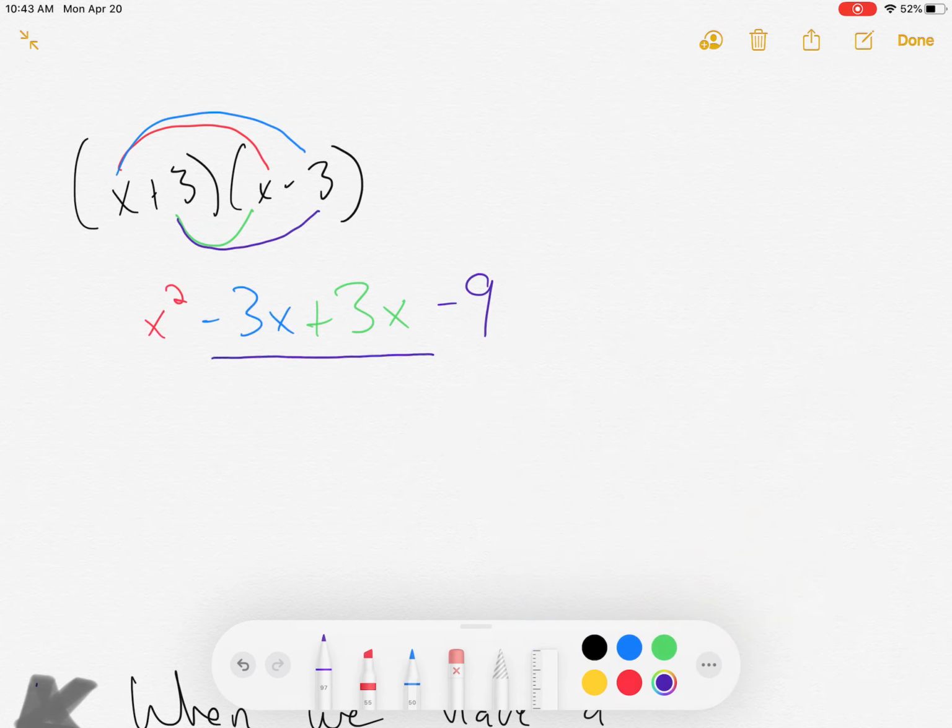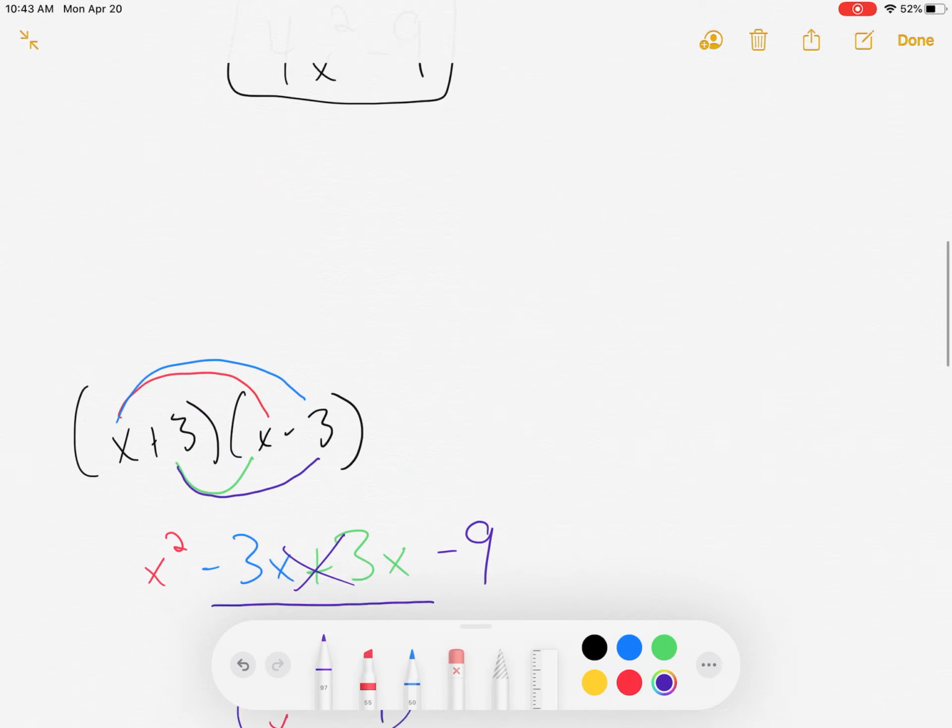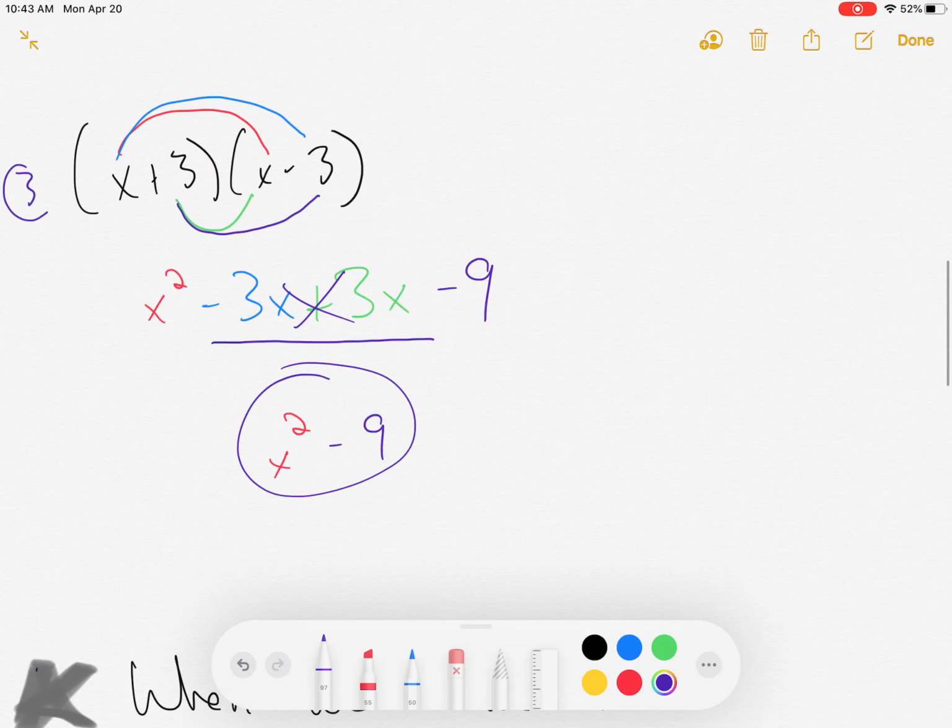Again, in the middle, I need to combine like terms. They're both x's, and they have the same power. Now it's negative 3x plus 3x. Again, those cancel each other out. So x squared minus 9 is all that is left.